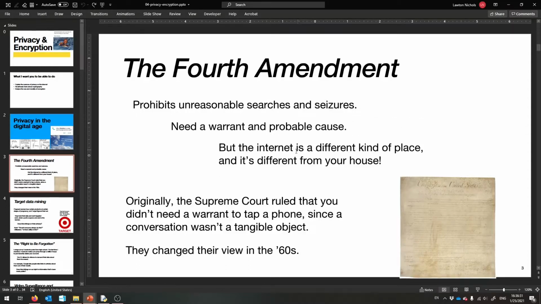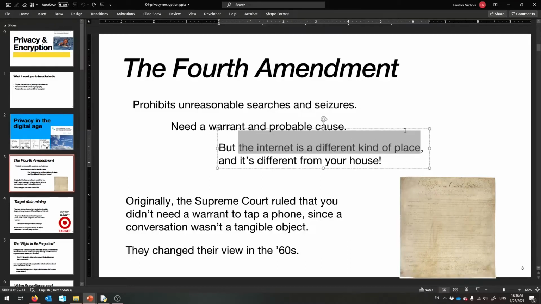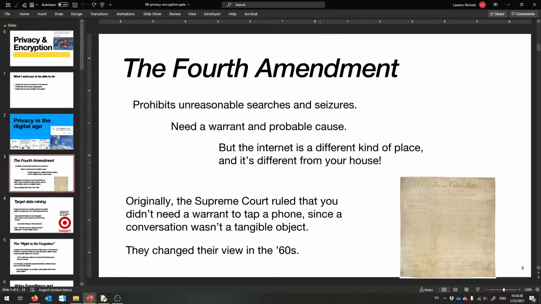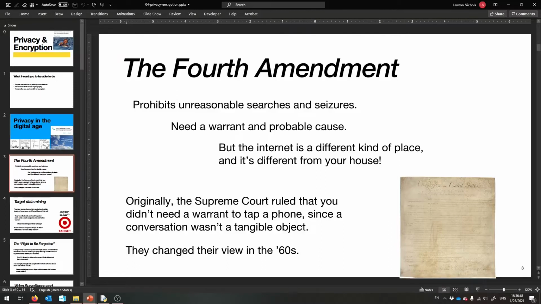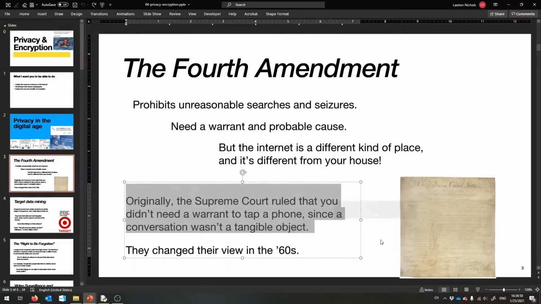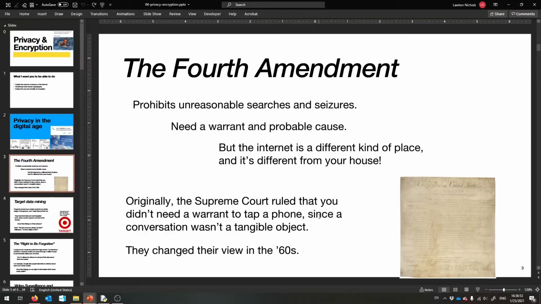And that's your house, though. The internet is not your house. It is a much different kind of place, and everybody's sharing information all over the little internet tubes. So how does privacy work there? So let's figure this out. We can use prior case law to think about how the law sees this as well.